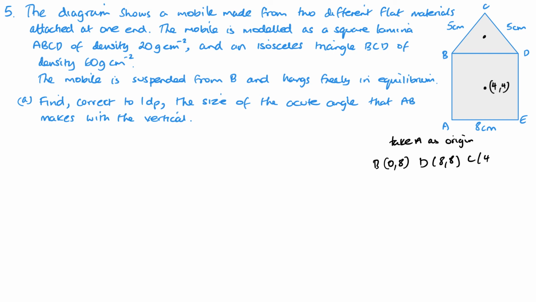And C, well, it's at 4, but I need to work out that height. So, quick sketch of that triangle. It's 5 and 5, that's 8. Split it up, so that is 4. So all I need to do is the square root of 5 squared minus 4 squared, isn't it? Which is obviously 3, recognising it's a 3, 4, 5 triangle.